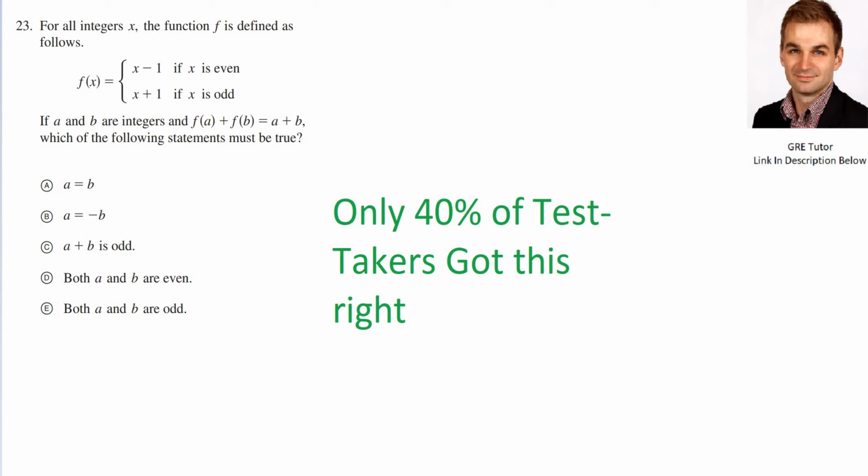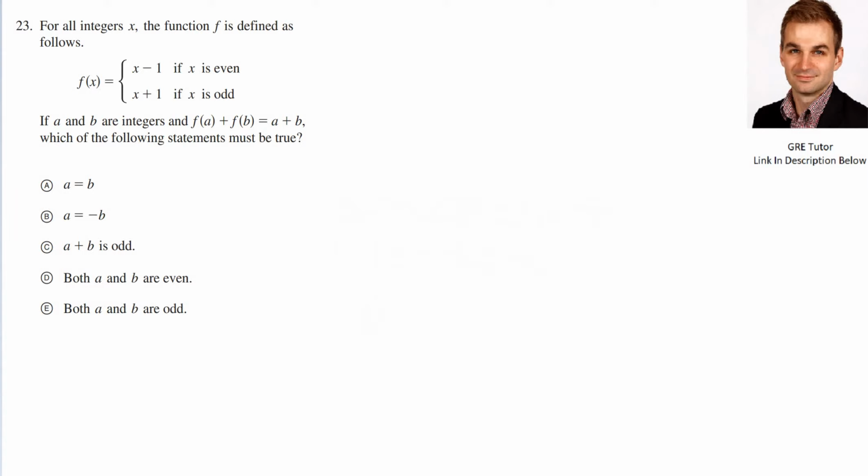Alright, so here it says for all integers x, the function f is defined as follows. f of x is equal to x minus 1 if x is even, and f of x is equal to x plus 1 if x is odd. And then it tells you that a and b are integers, and f of a plus f of b is equal to a plus b. Which of the following statements must be true?